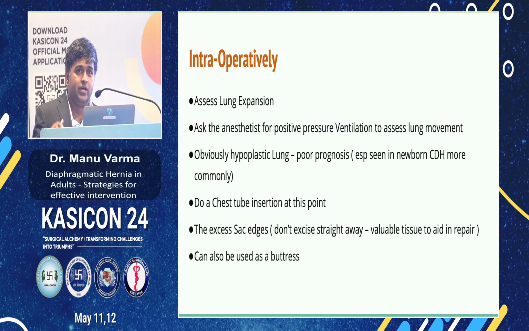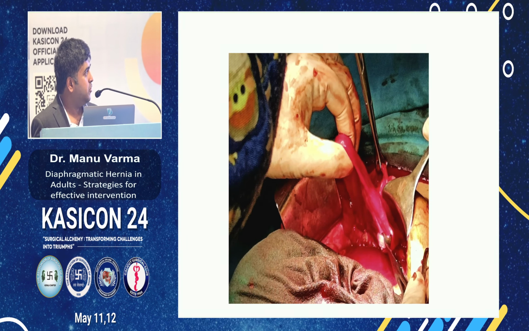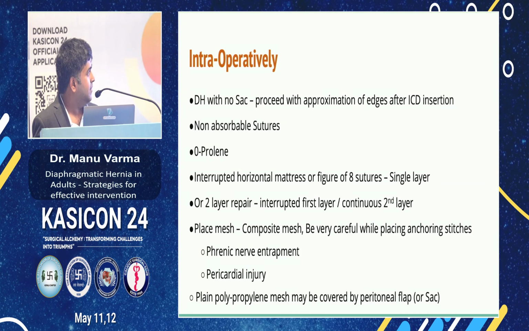Now the sac, don't cut the sac at this point, because you'll need the sac. If it is there, it will help you in suturing, and you can also use it to buttress the defect. Over here you can see the surgeon lift up the sac which is herniated out. The suture material of choice is a non-absorbable zero Prolene in adults. Again, interrupted horizontal mattress or figure of 8 sutures, or a 2-layer repair with placement of a composite mesh, and make sure that phrenic nerve entrapment or pericardial injury does not happen.